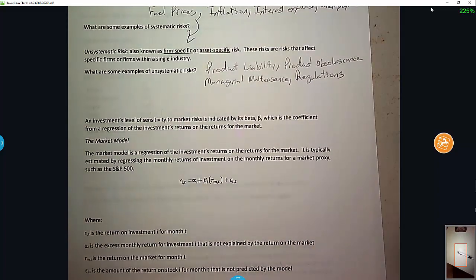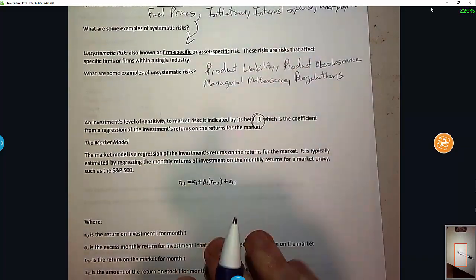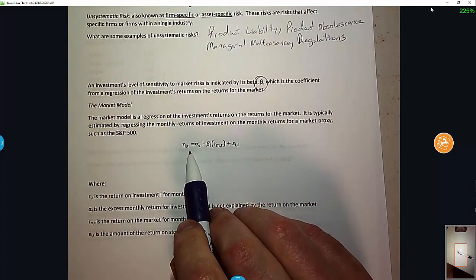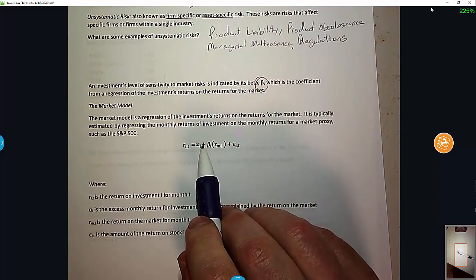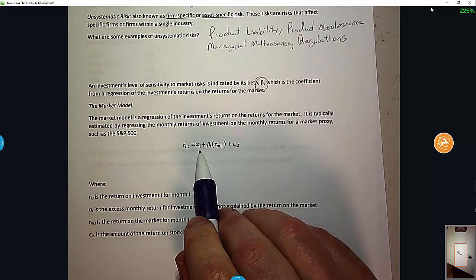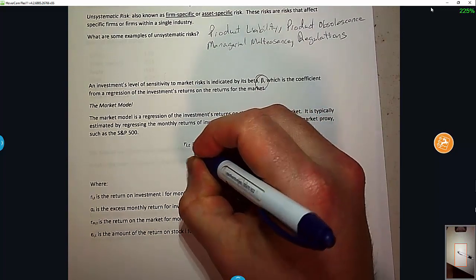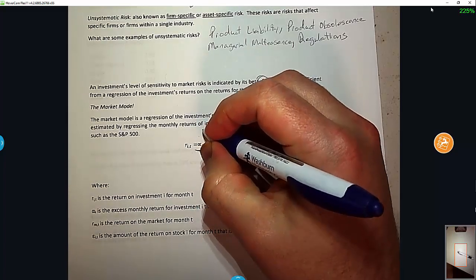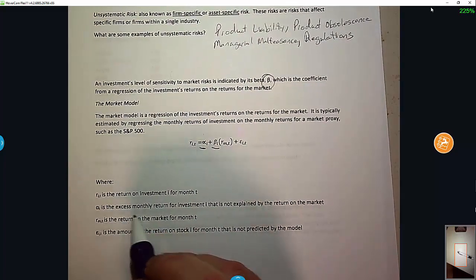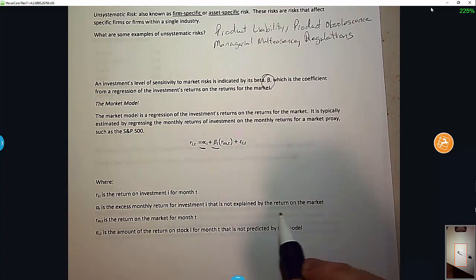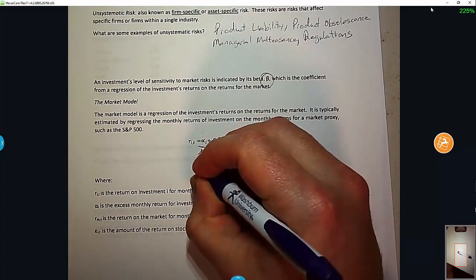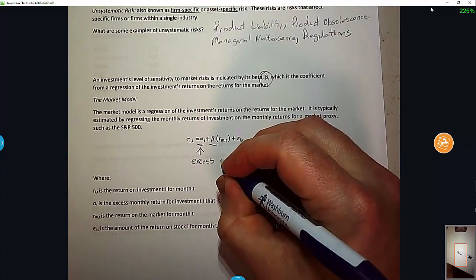The way that we calculate this coefficient is through a time series regression of the returns for the individual firm on the returns for the market. And so what we get from that regression is the beta, and we also get an alpha or an intercept. Just a little side note, the alpha down here is the excess monthly return for investment i that is not explained by the return on the market, meaning that this is an excess return not explained by market risk.